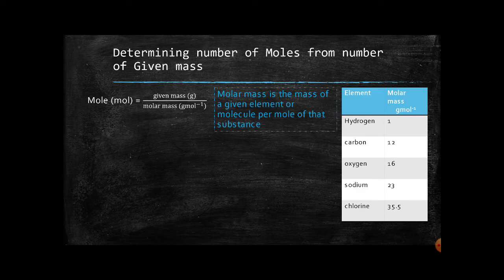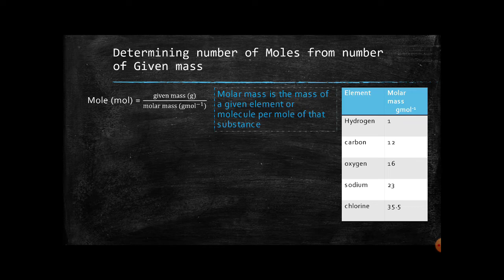If we knew that one iPhone has a mass of 5 grams and we were asked to find out how many iPhones are present if the collection weighs 25 grams, we would divide 25 by 5 and we would be able to tell that we have 5 iPhones.